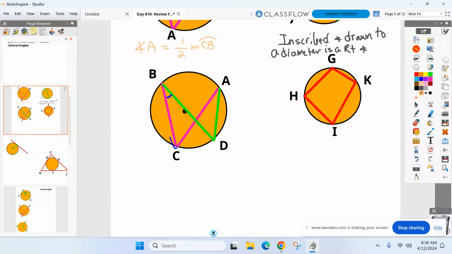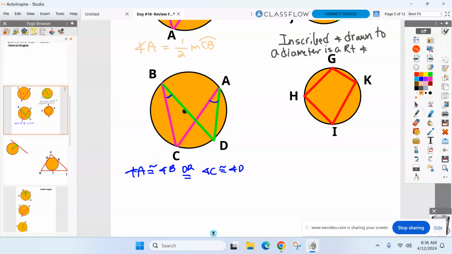CBD. Ready? What arc's in between it? CD. Okay, look at angle A. What arc is in between it? What did you just notice? Both of them are drawn where? The same one. So they have to be? There you go, A and B are congruent. So angle A is congruent to angle B. Or we could have said the same thing about angle C congruent to angle D.